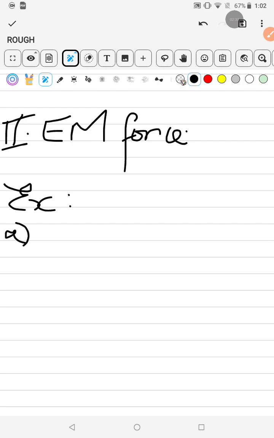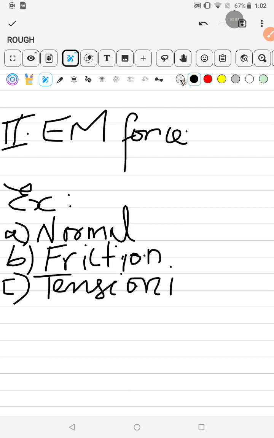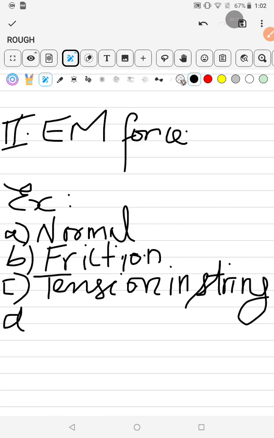First example is normal contact force, or we can say normal force. Second is friction, which is also a really important one. The third one is tension in string. And the fourth one is spring force, the force generated by a spring.